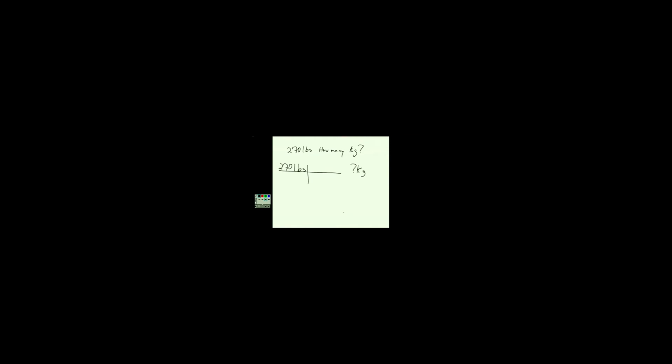Can we develop a plan to get the kilograms? Well, my plan comes from the equalities, doesn't it? Because if I look in that table in the book, it tells me that the equality is 2.20 pounds equals 1 kilogram, doesn't it?